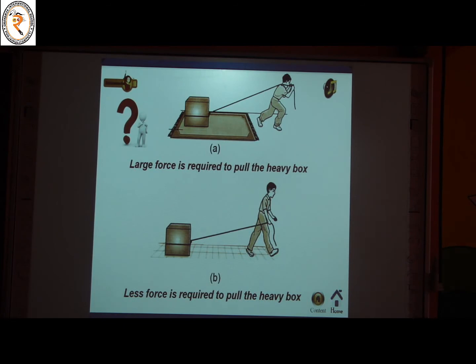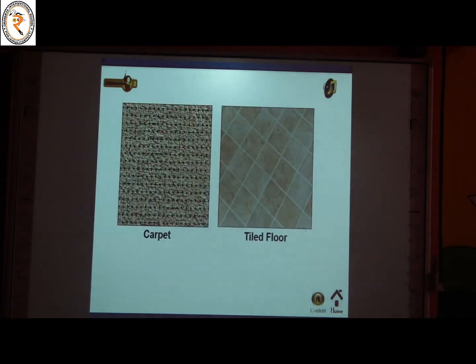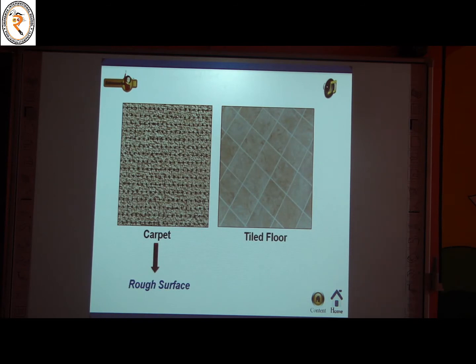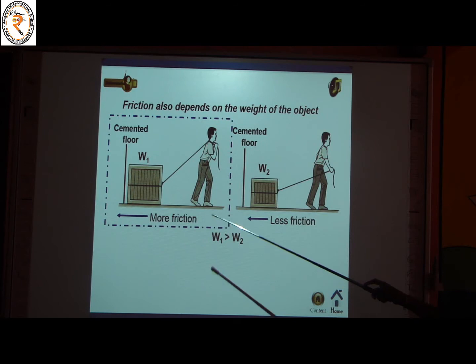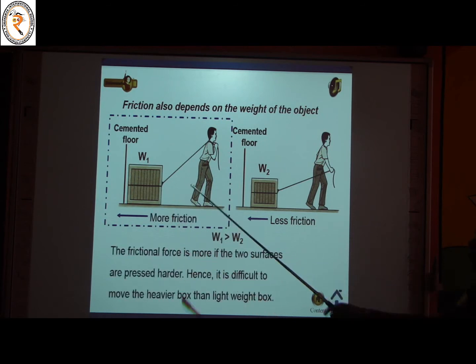What is the next factor affecting the frictional force? We already know that the first factor affecting the frictional force is a smooth or rough surface, and the second is the weight of an object. Friction also depends upon the weight of the object. Look at the picture. This is W1, the weight of object 1, and this is W2, the weight of object 2.